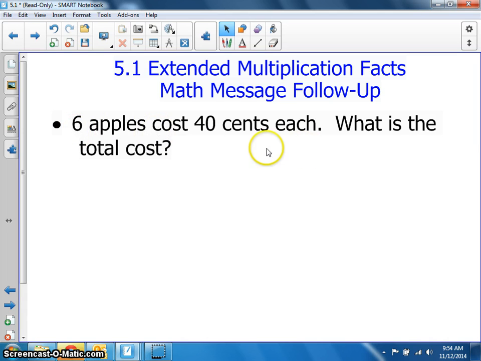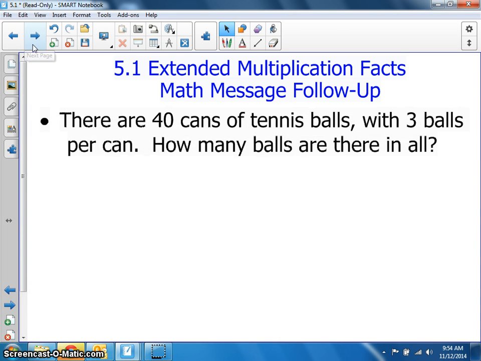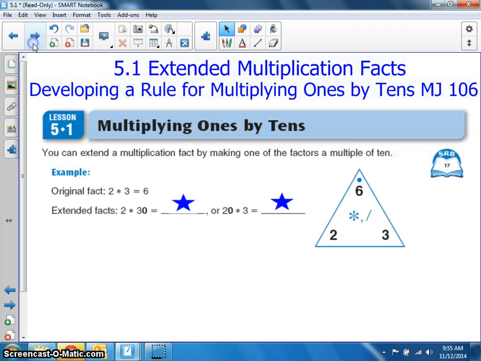But also, we could multiply this. So what's the total cost of the apples? We could do 6 times 40. And so we're going to show you the easy way to do that. This one, there's 40 cans of tennis balls with 3 balls per can. So you do 3 plus 3 plus 3, 40 times. That'd be really annoying, to find out how many balls there are. So you could do 40 times 3. So we are going to learn how to do that today.